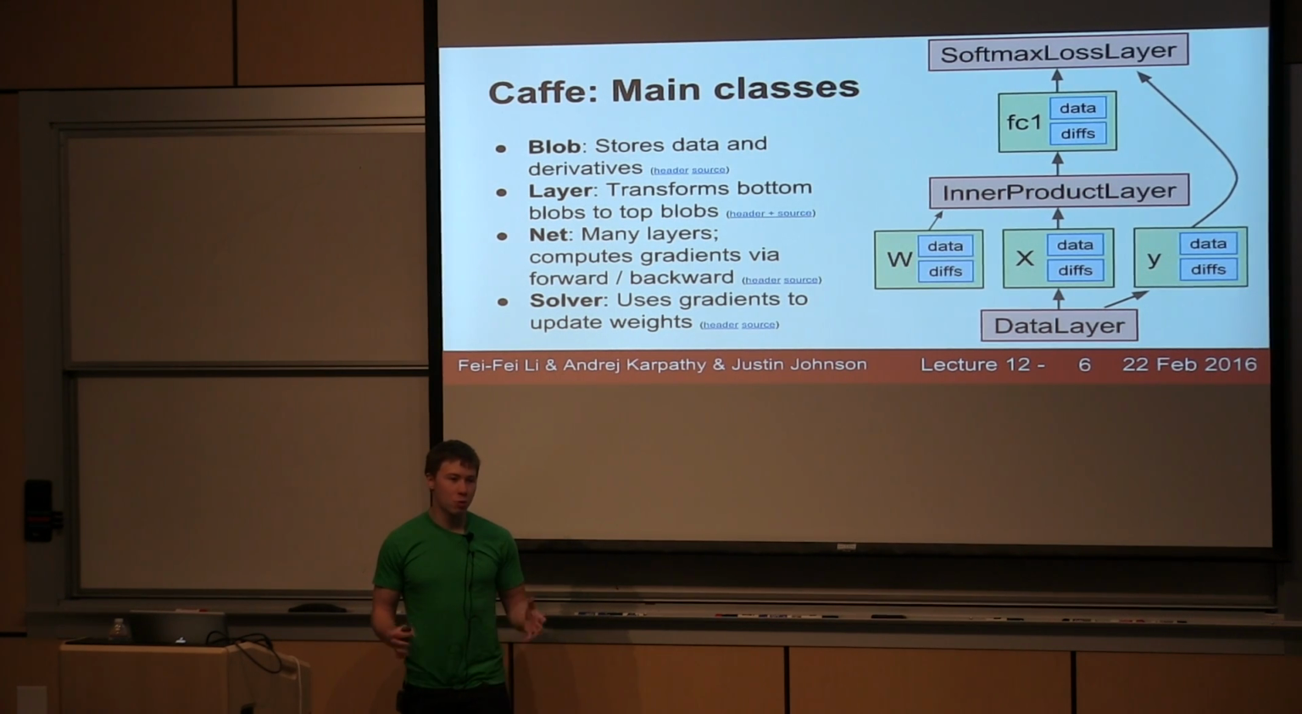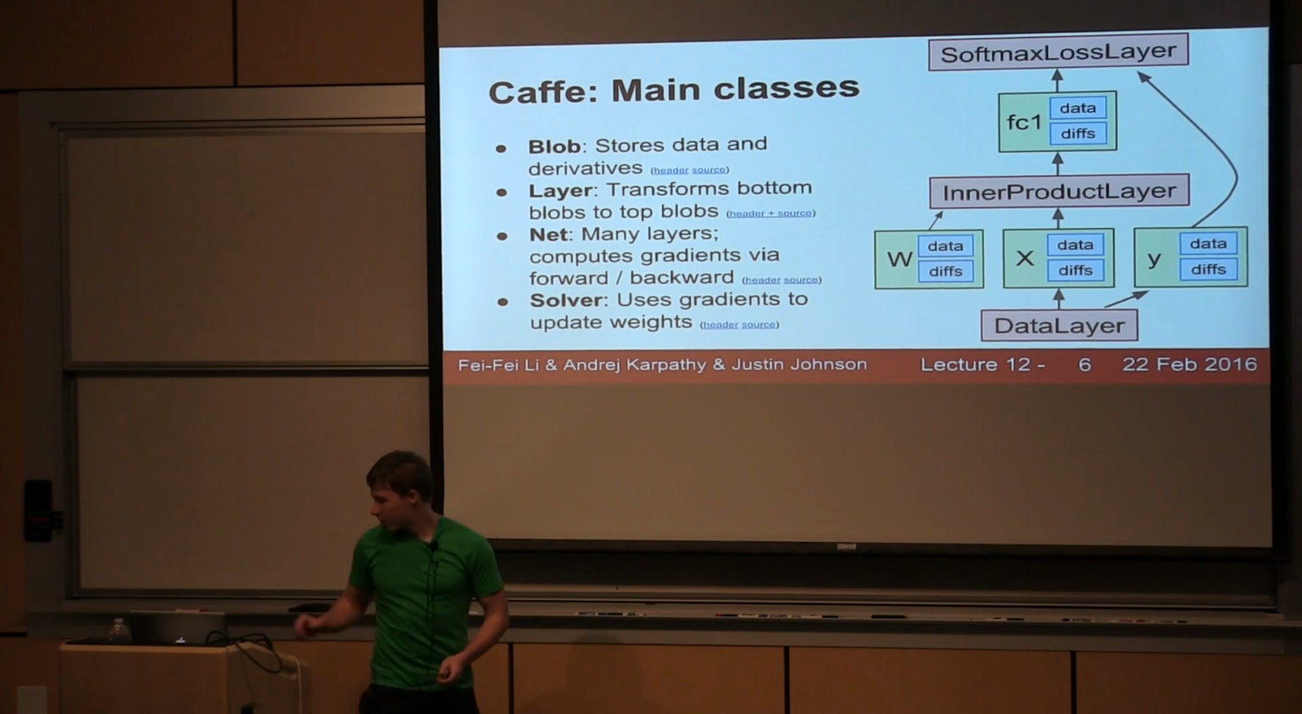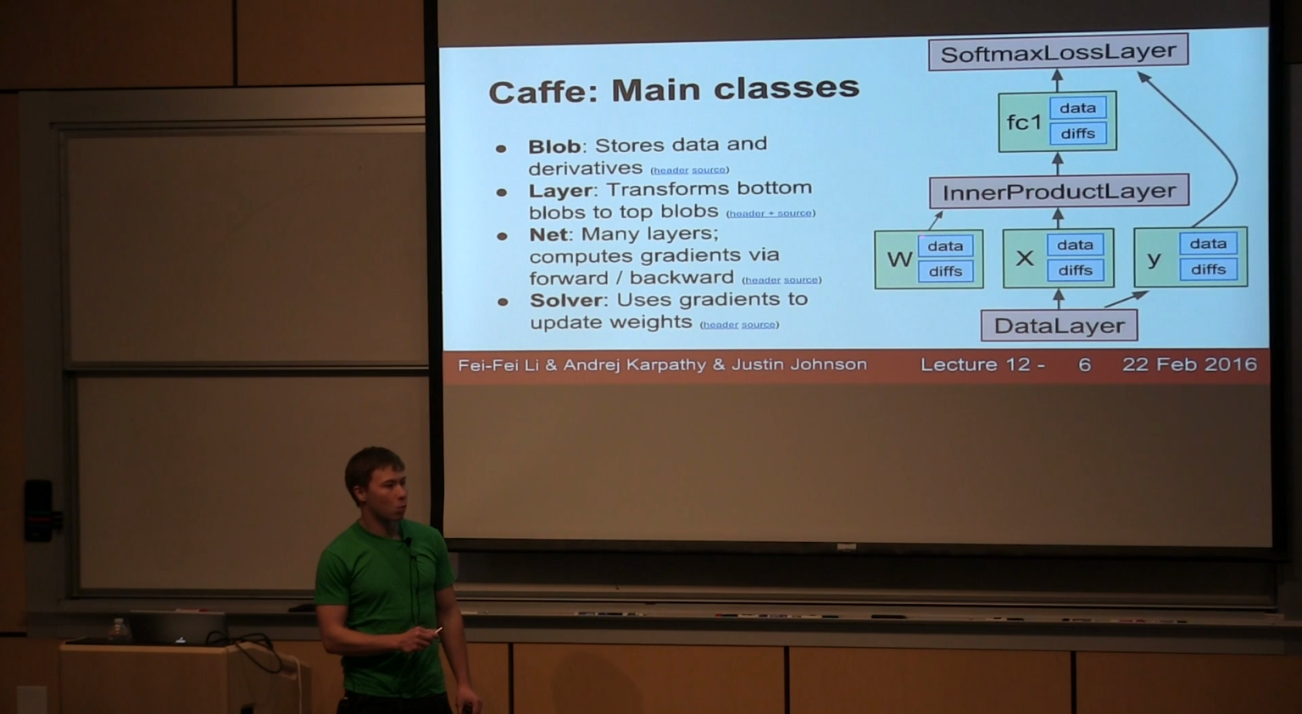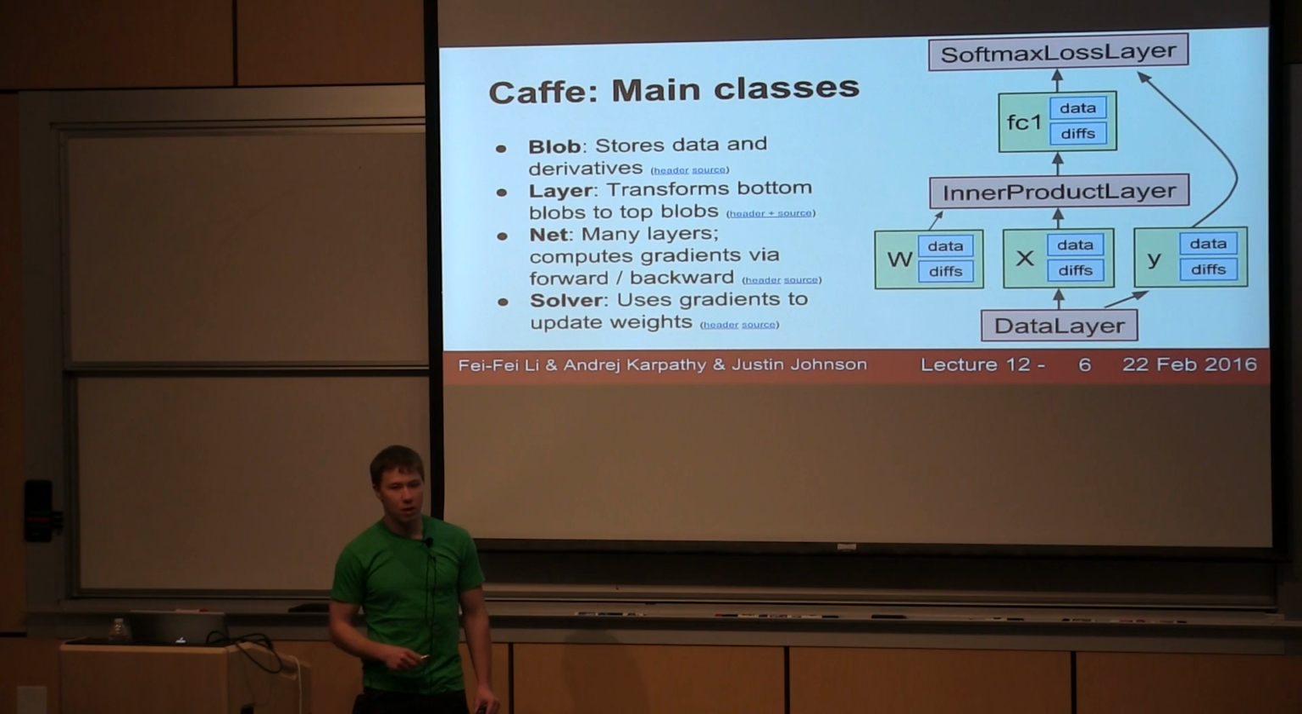Caffe is a huge project with probably tens of thousands of lines of code, and it's a little bit scary to understand how everything fits together. But there are really 4 major classes in Caffe that you need to know about. The first one is a blob. Blobs store all of your data, your weights, and your activations in the network. Your weights are stored in a blob. Your data, which would be like your pixel values, are stored in a blob. Your labels, your Ys, are stored in a blob. And all of your intermediate activations are also stored in blobs.